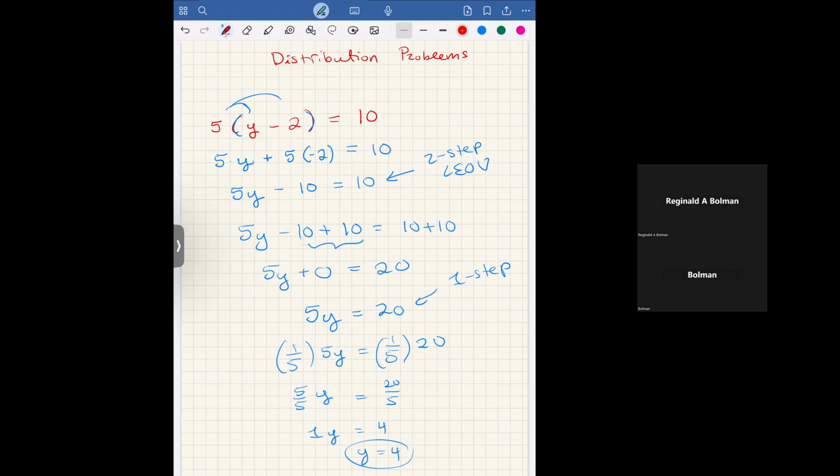Apart from those 3 things, all you're really doing is addition and multiplication, right? Like this -10 plus 10, that was just an addition operation. The 5 times the -2, that was a multiplication operation. The 1/5 times 5y, that was a multiplication operation. And then finally you had a 20 divided by 5. That was a division operation.